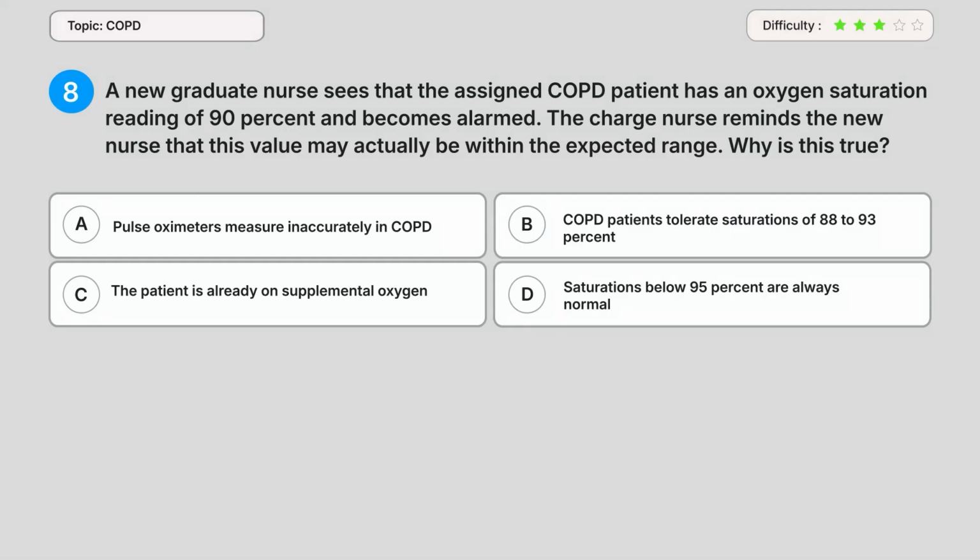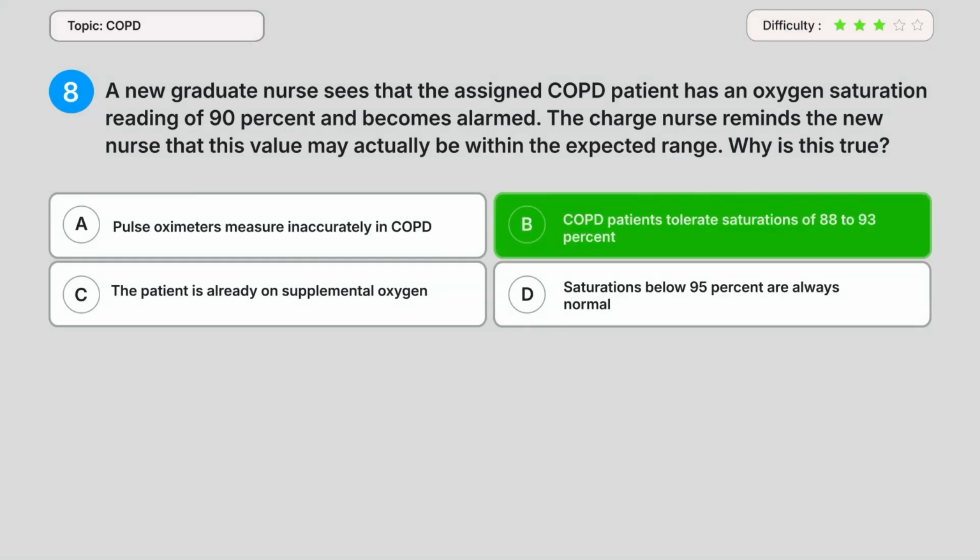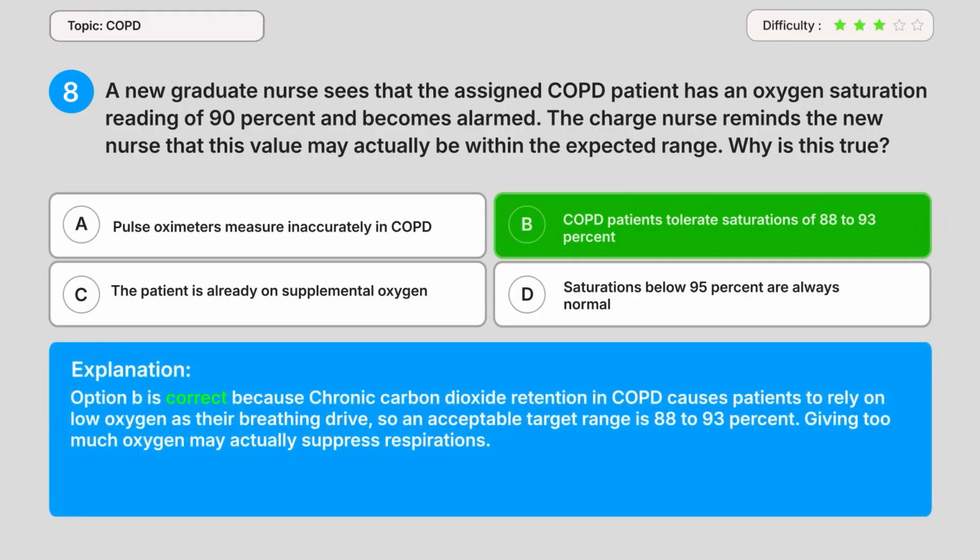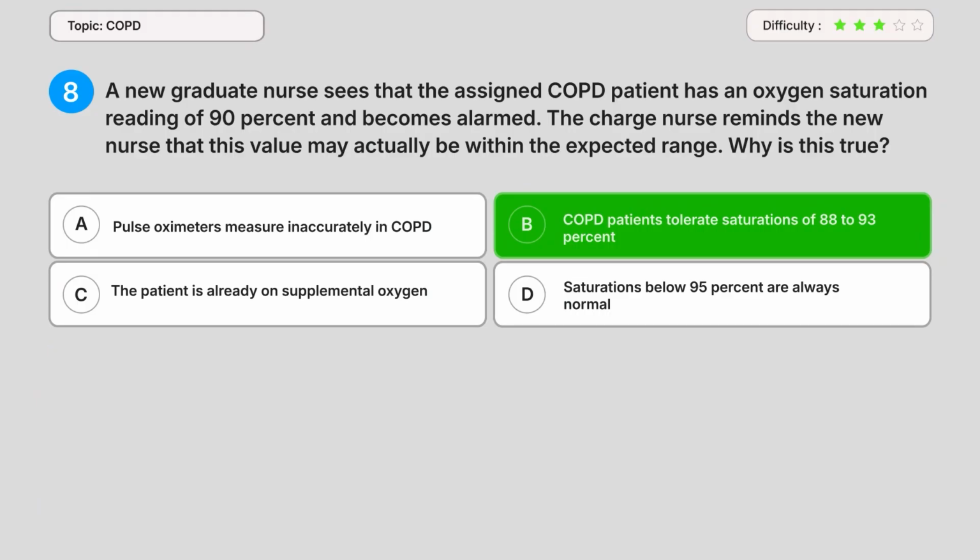Correct answer. B. COPD patients tolerate saturations of 88 to 93%. Chronic carbon dioxide retention in COPD causes patients to rely on low oxygen as their breathing drive, so an acceptable target range is 88 to 93%. Giving too much oxygen may actually suppress respirations.